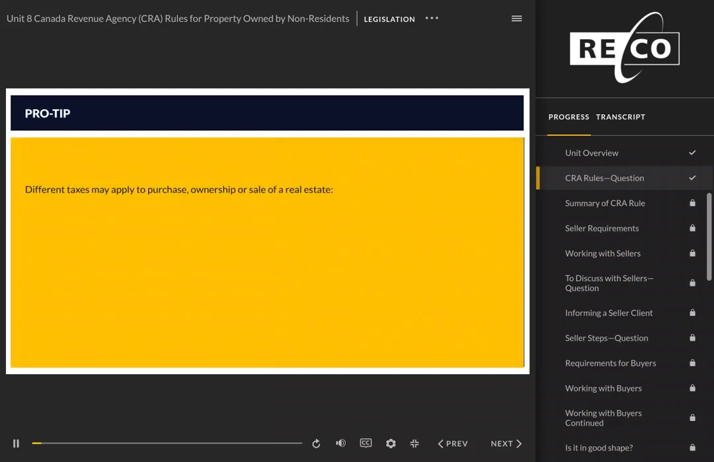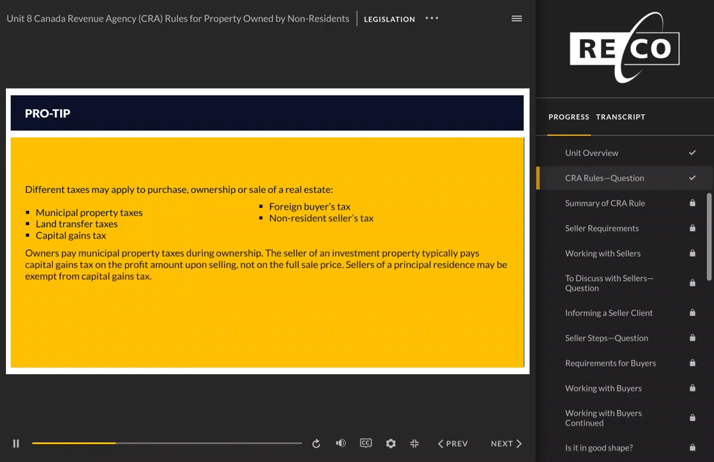Many different taxes may apply to the purchase, ownership, or sale of real estate, such as municipal property taxes, land transfer taxes, capital gains tax, foreign buyers tax, and non-resident sellers tax. Owners pay municipal property taxes during ownership. The seller of an investment property typically pays capital gains tax on the profit amount upon selling, not on the full sale price. Sellers of a principal residence may be exempt from capital gains tax.